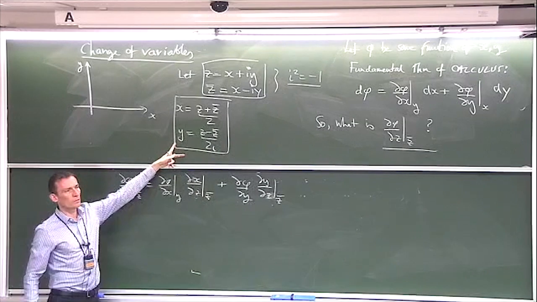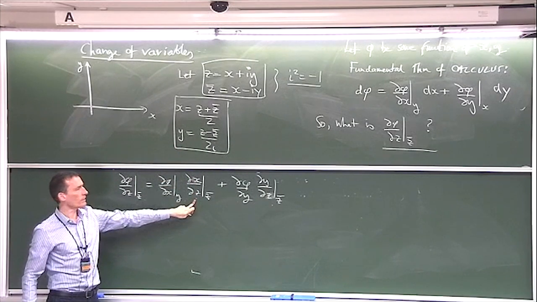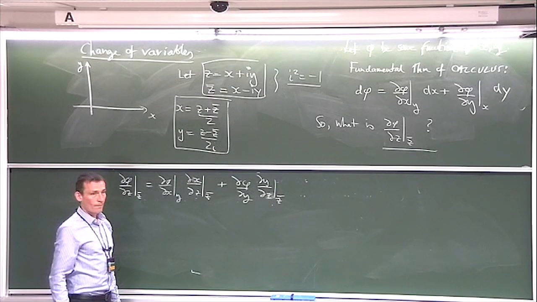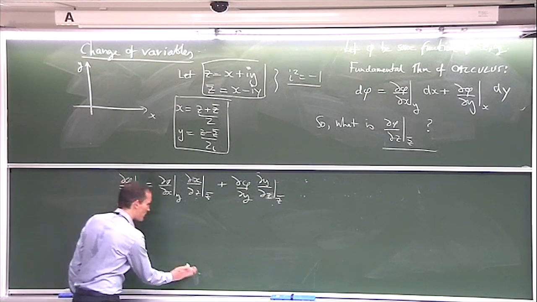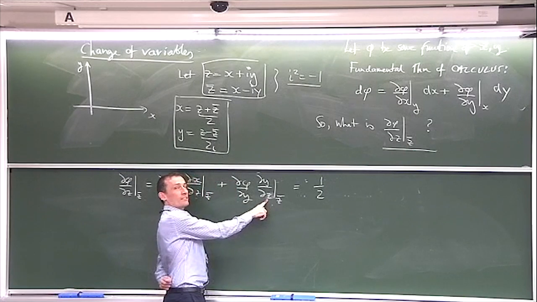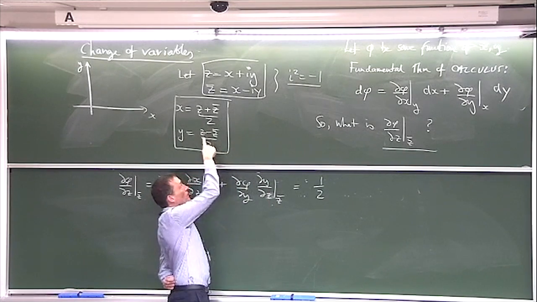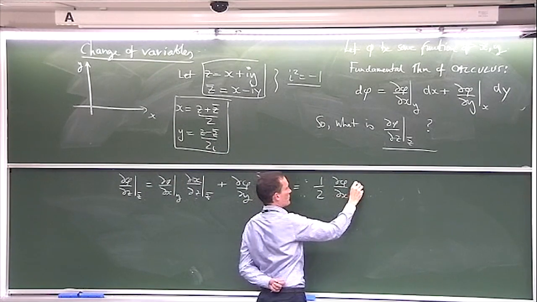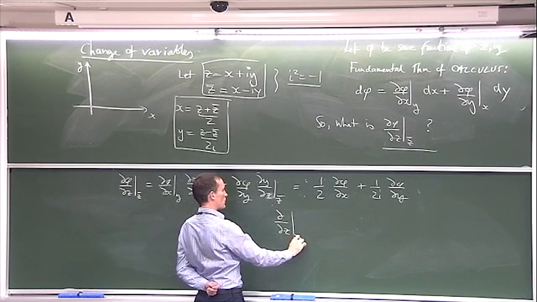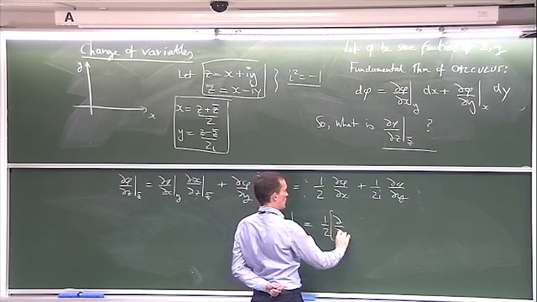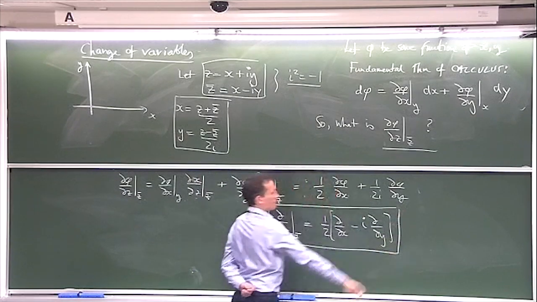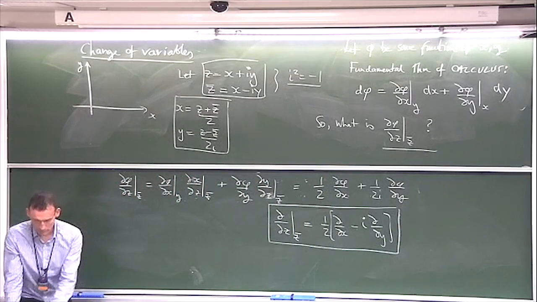These are going to be very helpful now, because I need to work out this thing. What's dx by dz at fixed z bar? Half. I saw somebody mouthed in the audience. Feel free to speak up. So this is a half, and then what's dy by dz at fixed z bar? 1 over 2i. Okay? So this is a very valuable formula that we're going to use a lot. Please don't forget that formula.